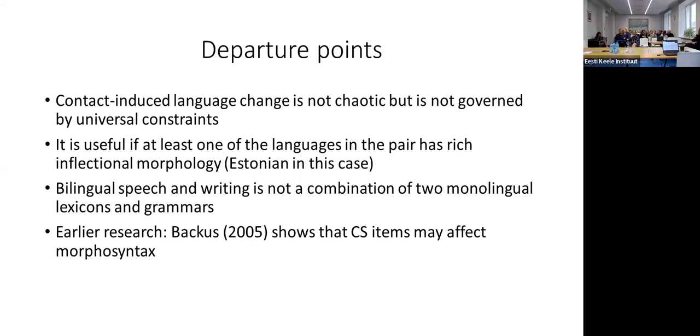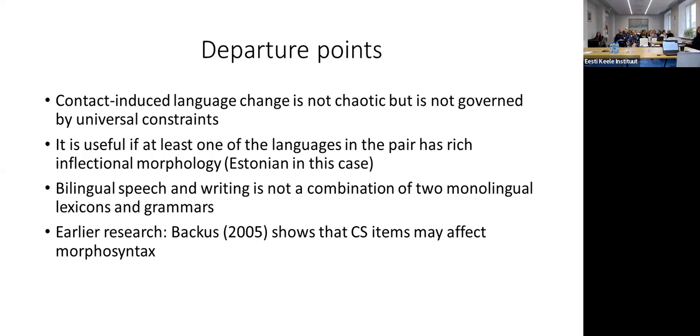because your view is somehow limited. In this case, Estonian has a lot of inflection morphology, and this is important. You will see why. And of course, this goes back to the issue of constraints. It's not just a combination of two monolingual grammars or two monolingual lexicons. So something new can emerge in the process of language contact.